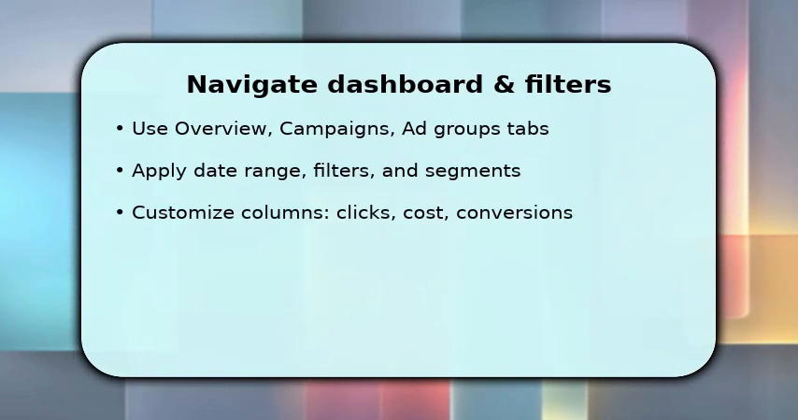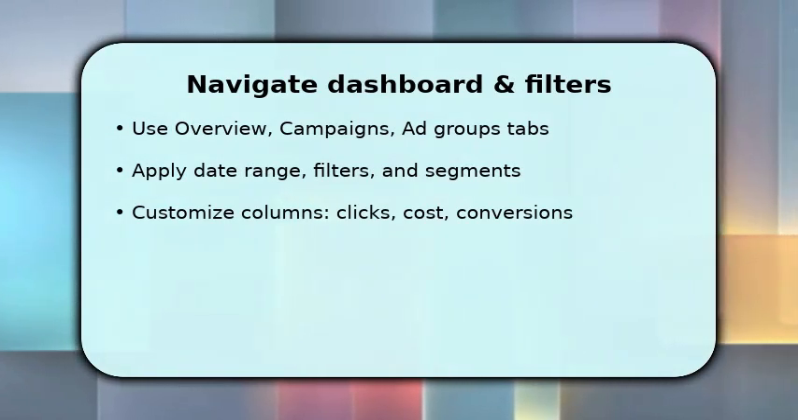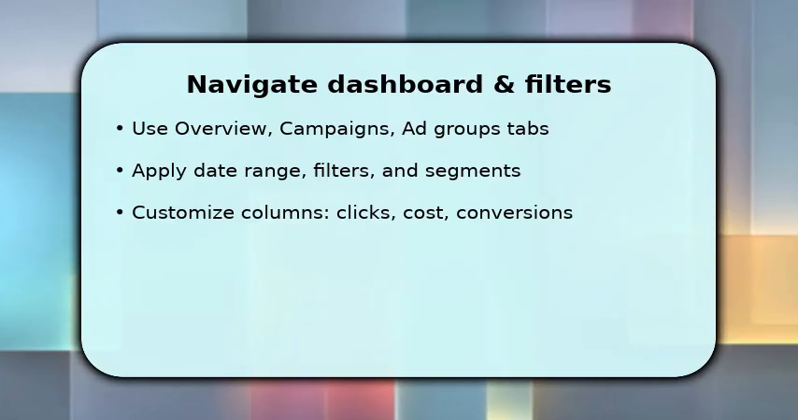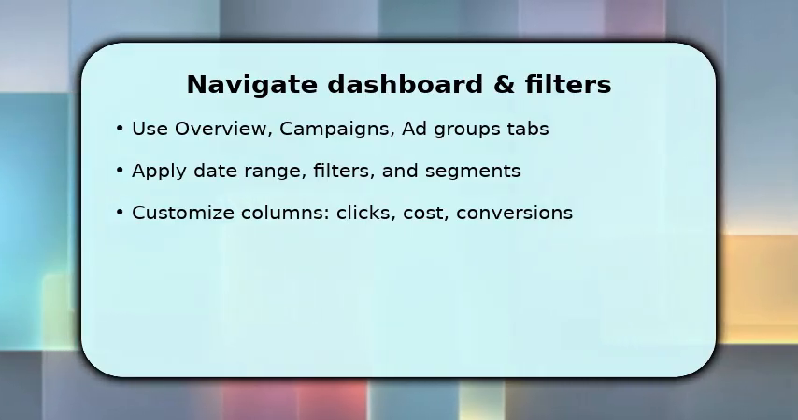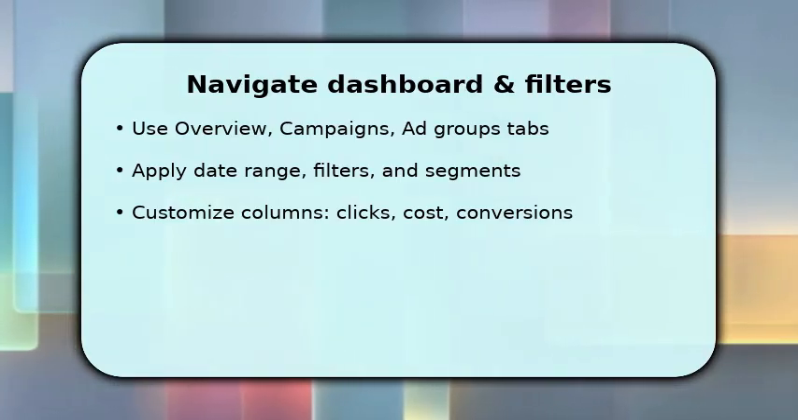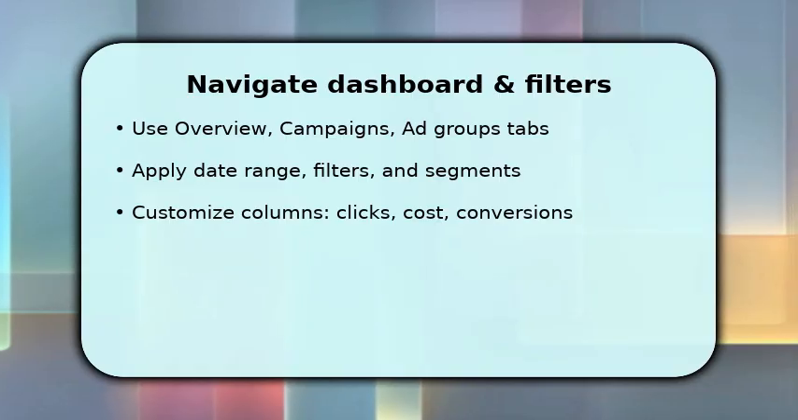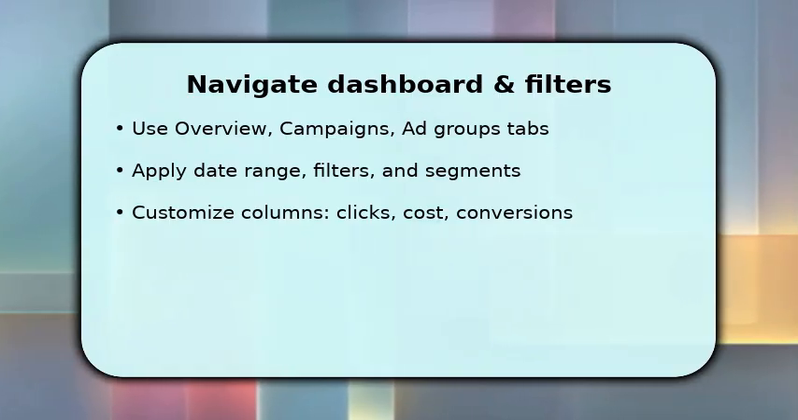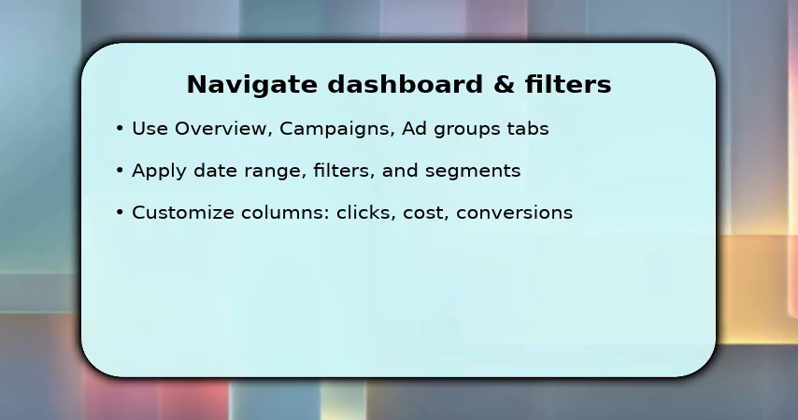Now move through the ads interface. Click Overview for a summary or campaigns to see specific campaign lists. Once there, set the date range at the top to view the period you need. This narrows results immediately. Then apply filters and segments to isolate campaigns, ad groups, or keywords.